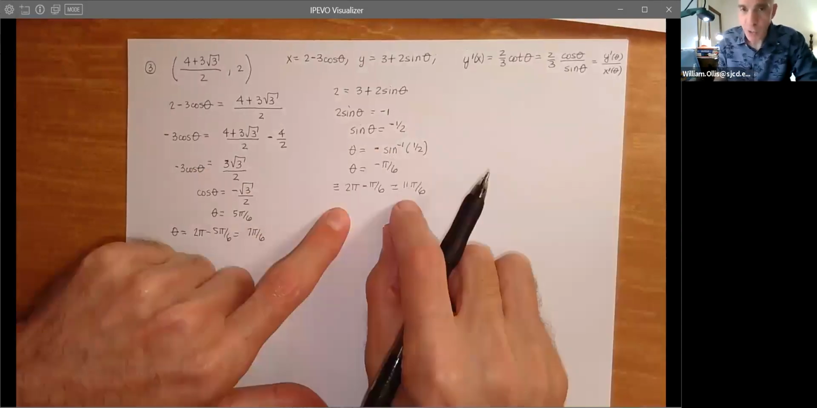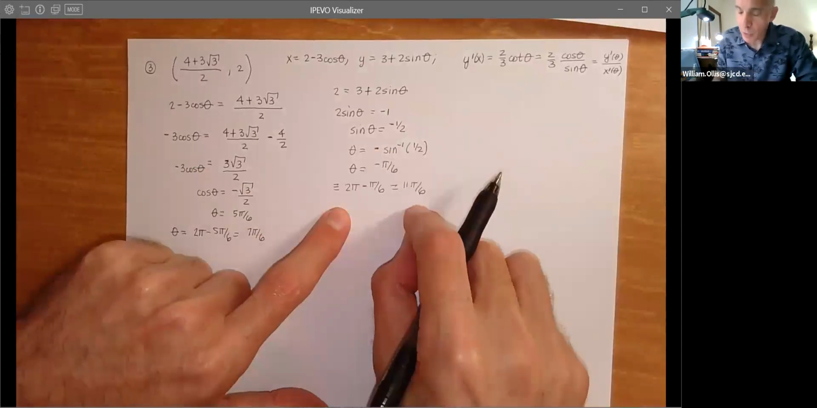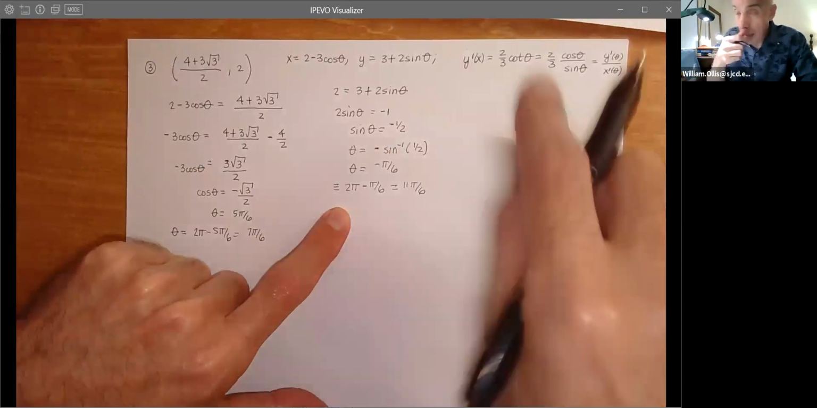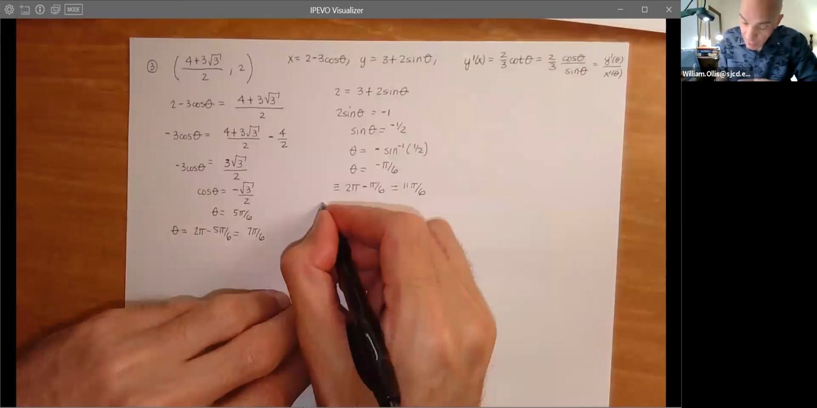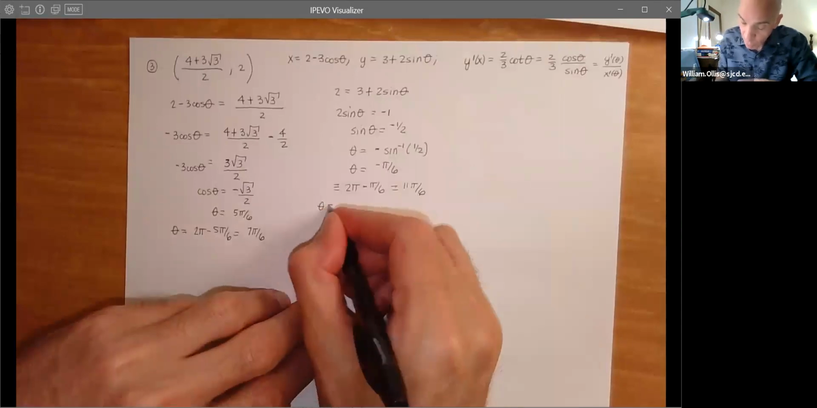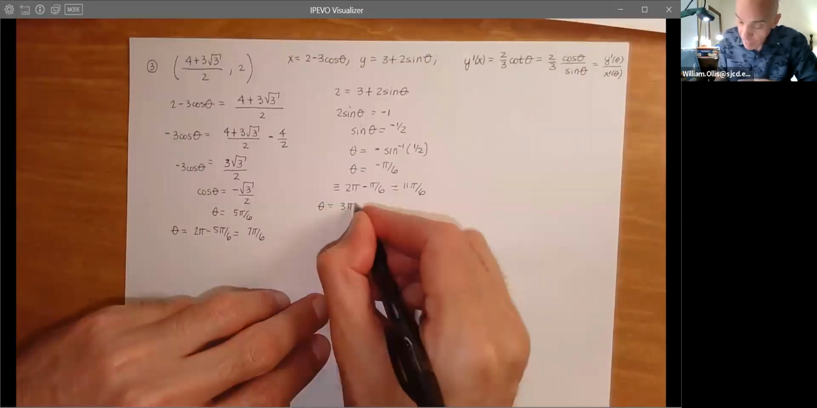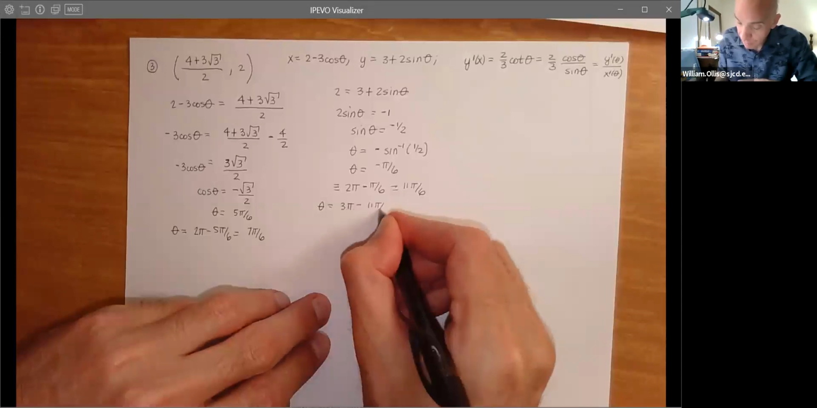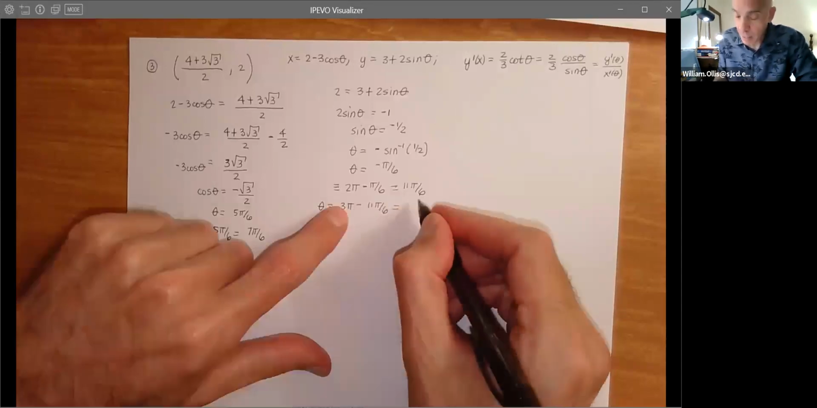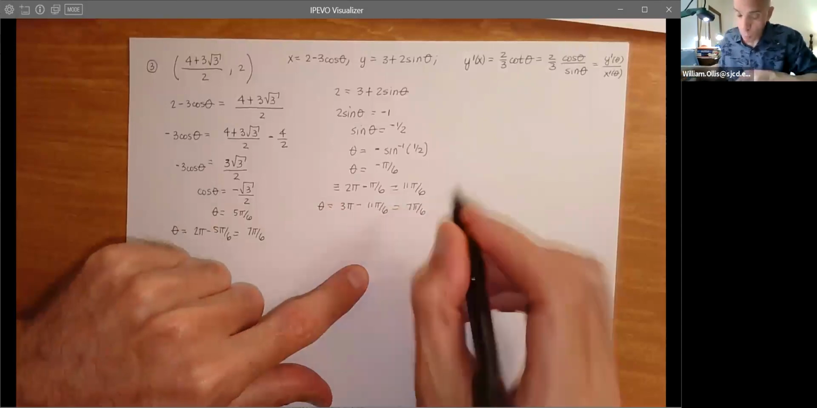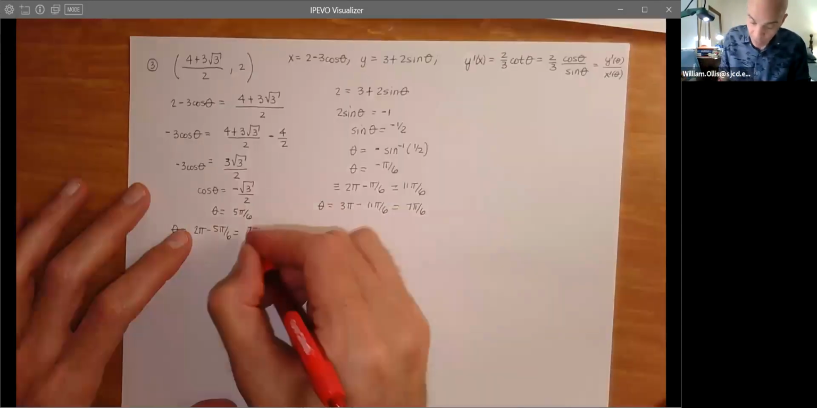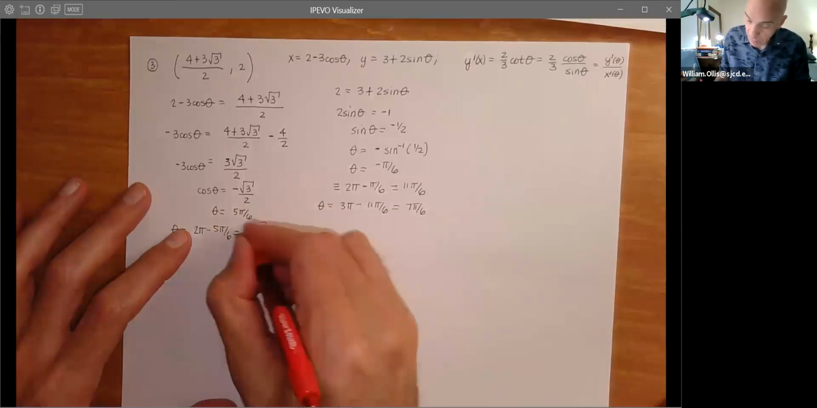But now, by Professor Ron's lemma, the other 0 in the lower arc is in the 3rd quadrant. That's in the 4th quadrant. So we say the other 0 is 3 pi minus 11 π/6. So that would be 18 minus 11, and that gives us 7 π/6. So we've got a nice parameter value here that we can use.